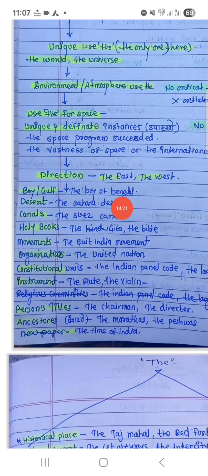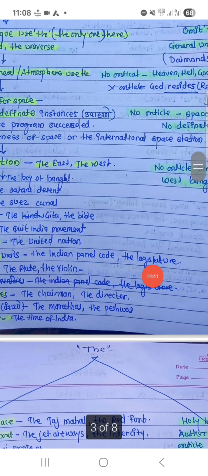Bay of Bengal, so we use 'the Bay of Bengal'. Next, desert: the Sahara desert. Next, canal: the Suez Canal. Next, holy book: the Gita, the Bible. Next, movement: the Quit India Movement. Next, organization: the United Nations. Next, constitution: the Indian Penal Code, or the Legislature.